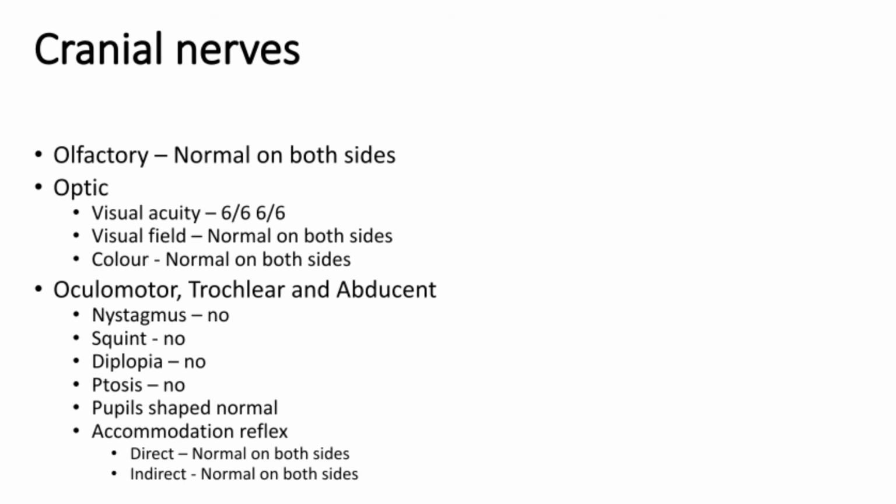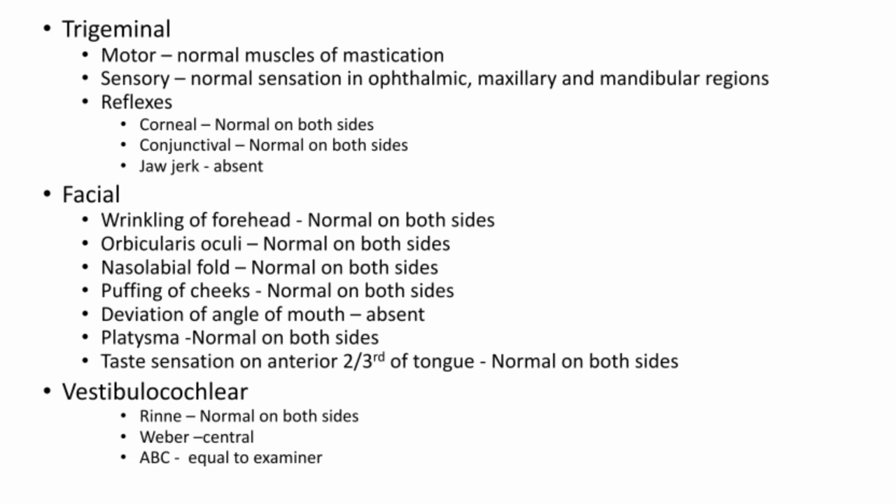The cranial nerves, the olfactory was normal on both sides, optic with a visual acuity of 6/6 on both sides, visual field was normal along with color vision on both sides. The oculomotor, trochlear and abducens nerves show that they had no problem with regard to nystagmus, squint, diplopia, ptosis. The pupils were shaped normally and the accommodation reflex, both direct and indirect, were normal on both sides. Trigeminal with the motor as well as the sensory parts were normal, and the reflexes like corneal and conjunctival were normal on both sides. Jaw jerk was absent.